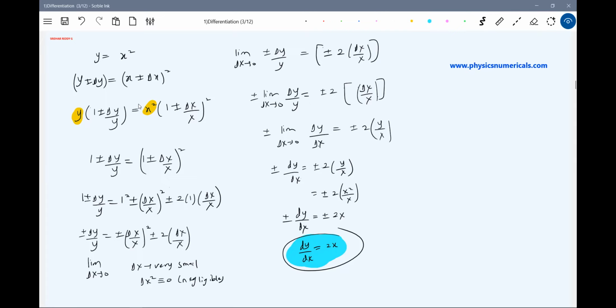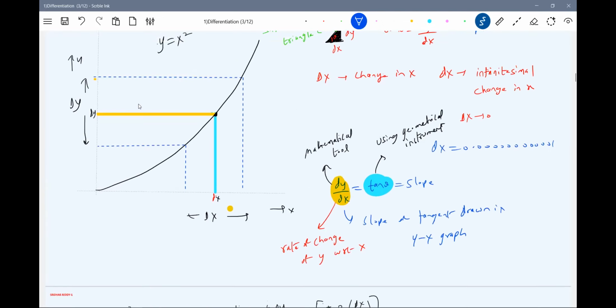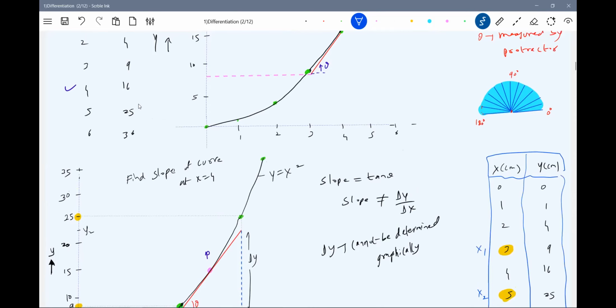So what is the value of dy by dx for y equal to x square? You should not cancel this d and d. This is called a derivative. Derivative of y relative to derivative of x. That should be equal to 2x. What was the question? You have to find the slope of the curve at x equal to 4. We were supposed to calculate the slope of the curve at a certain value. If I remember, it was find the slope of the curve at x equal to 4.